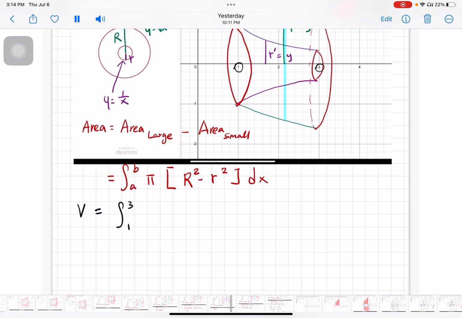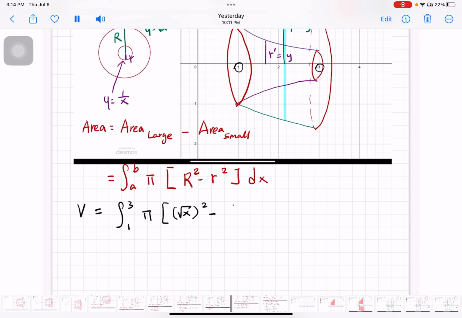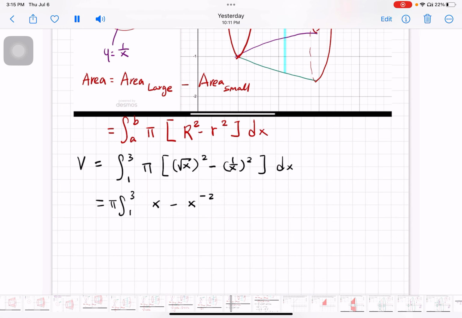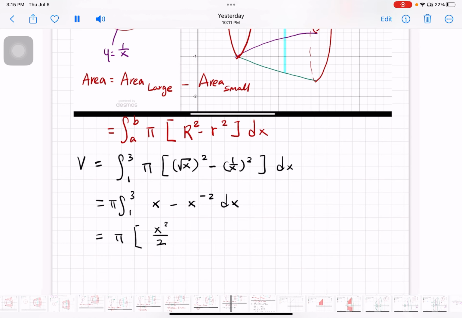Times pi, and then the outer radius is going to be square root of x, squared, minus the inner radius, which is 1 over x, squared, dx. Now we fully set it up, we can start evaluating the volume. Pull out the constant pi to the front and square them. I like to change 1 over x squared into x to the negative second power to use the power rule.